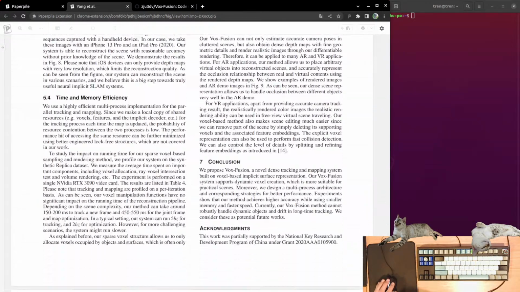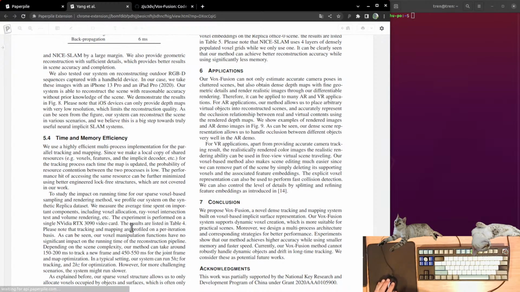Let's get to that last section. Let's read them, and then we can look at the code. Okay, RTX 3090. Tracking and mapping are profiled on a per iteration basis. Voxel manipulations have no significant impact. So 150 to 200 milliseconds to track a new frame, and 450 to 550 milliseconds for the joint frame and map optimization. So optimization is happening 2 times per second, and tracking is happening at 5 hertz.